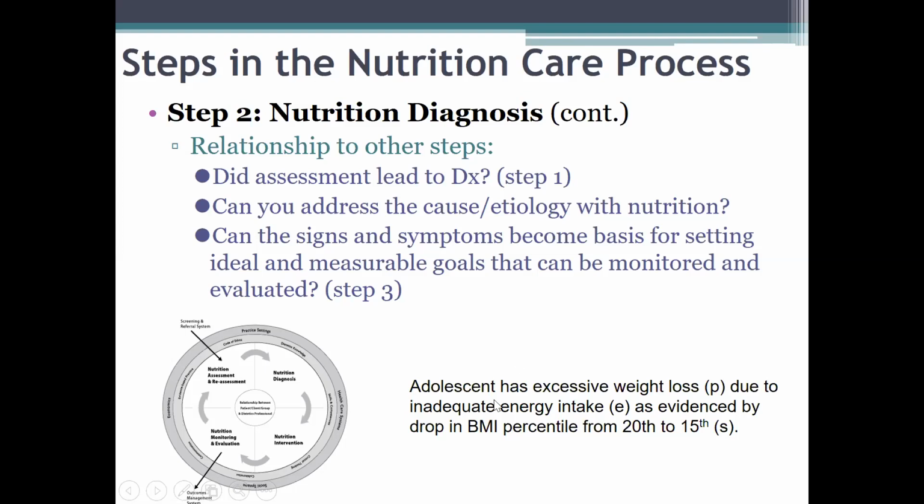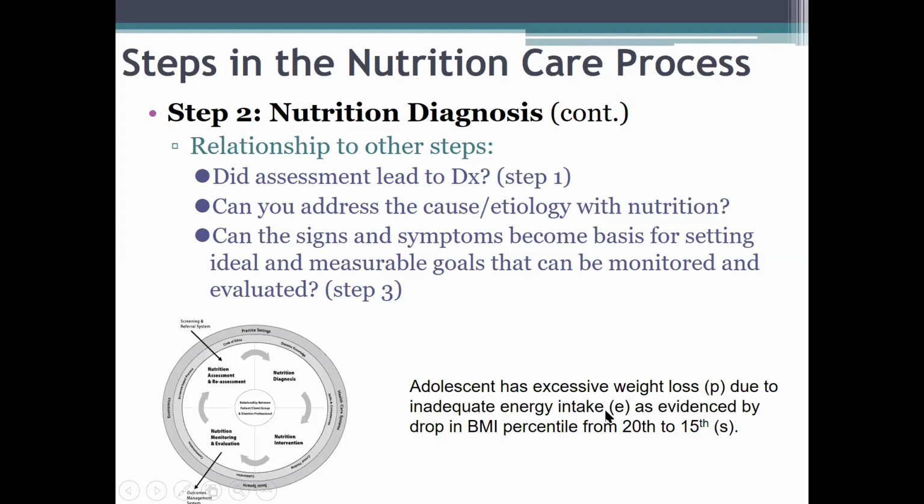So here's that example. We're just going to think about that. The adolescent had excessive weight loss due to inadequate energy intake as evidenced by a drop in BMI percentile. So let's just assume the assessment data was all there. Can you address the etiology with nutrition? Inadequate energy intake, right? Well, energy is calories. Can a nutritionist figure out the appropriate number of calories? Of course we can. So that is a good etiology.